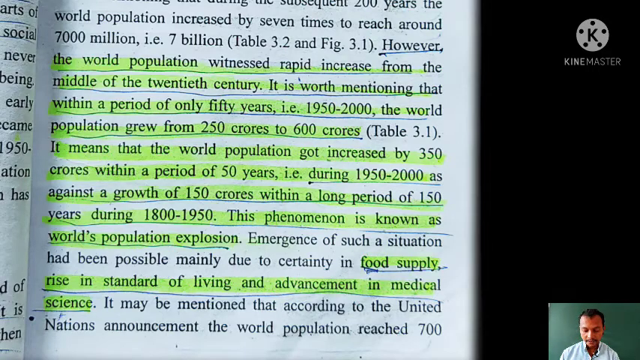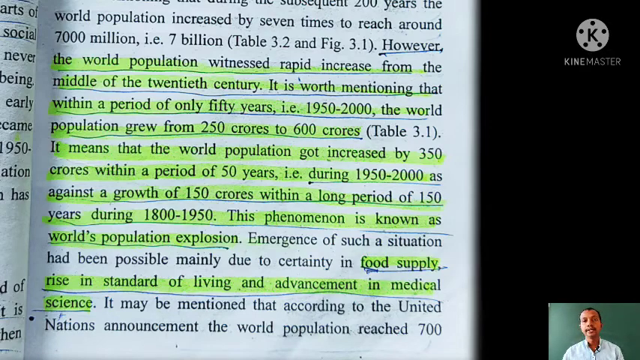Okay, now it means that the world population got increased by 350 crores within a period of 50 years, that is during 1950 to 2000, as against a growth of 150 crores within a large period of 150 years during 1800 to 1950. The phenomenon is known as world's population explosion.